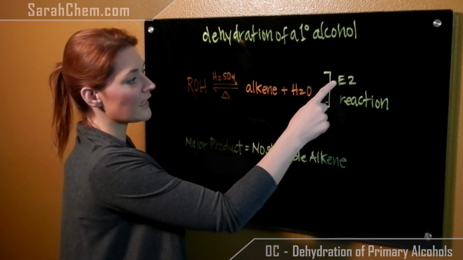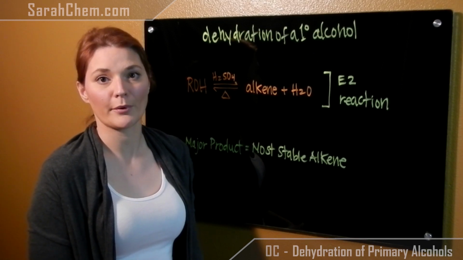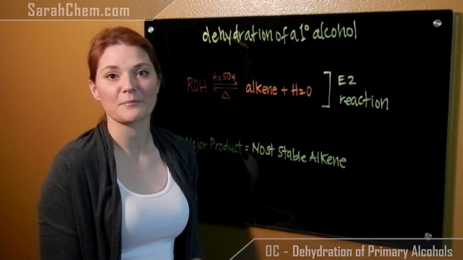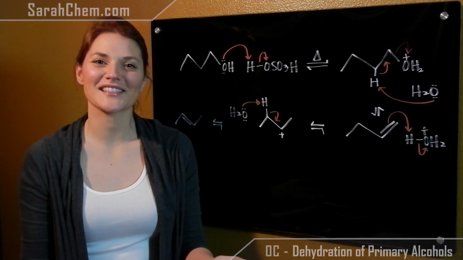This is going to follow the E2 reaction pathway because primary alcohols do not form stable carbocations. The major product of these reactions will be the most stable alkene. So let's take a look at the mechanism. Okay, so let's take a look at this mechanism.